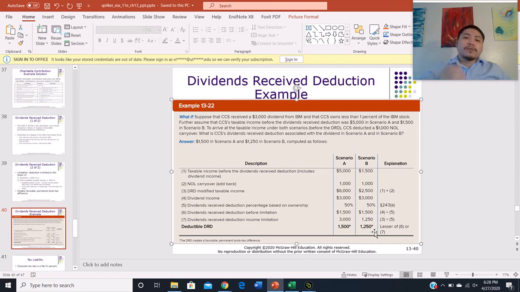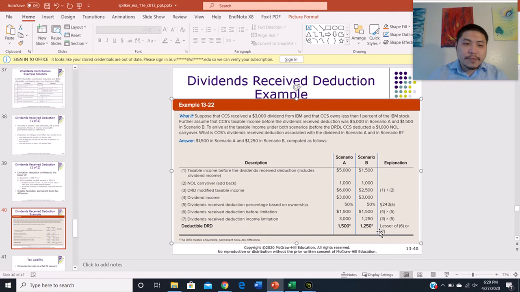So this 1,500 and 1,250 right here is going to be the amount of the book tax difference. And this book tax difference is going to be a permanent book tax difference, because the DRD only applies to tax purposes, to the tax deduction. It doesn't apply to book deductions. So these two amounts are only going to appear in the tax deduction, and they're not going to show up in the book. All right, so that was DRD.